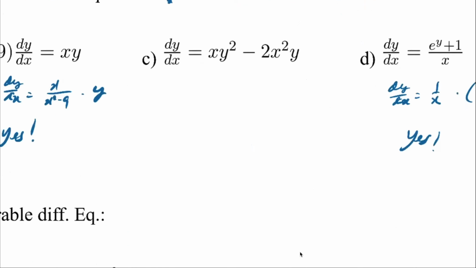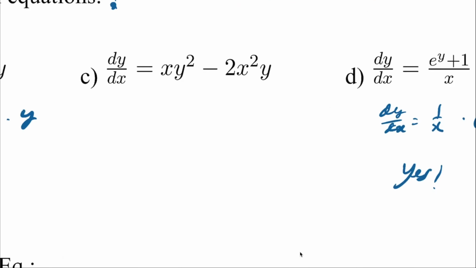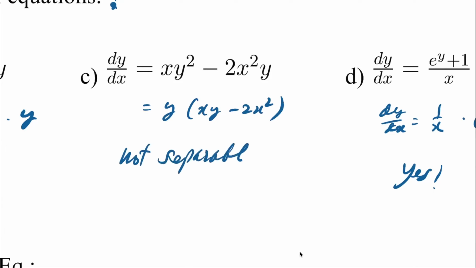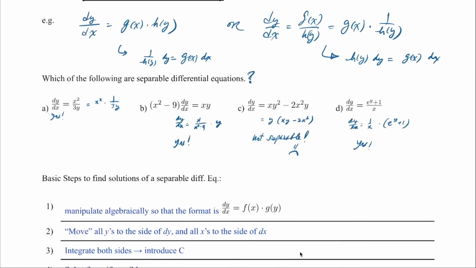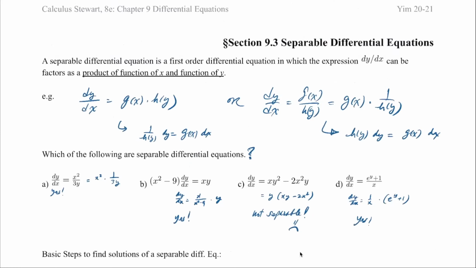Now let us look at C. Looks like the best we could do is factor out the y, and we get xy minus 2x squared. Notice that there's no way for us to tease the x's and y's apart, so this is not separable. Okay, guys?